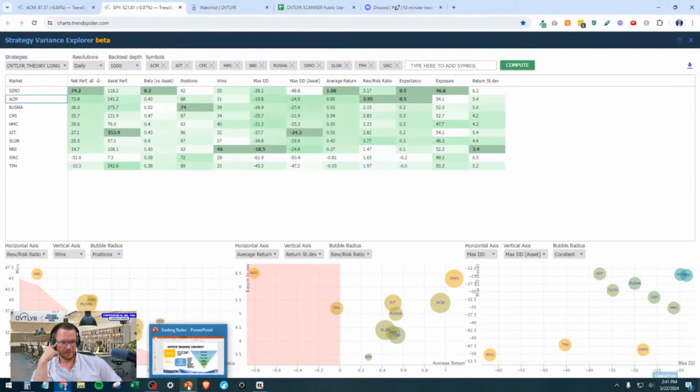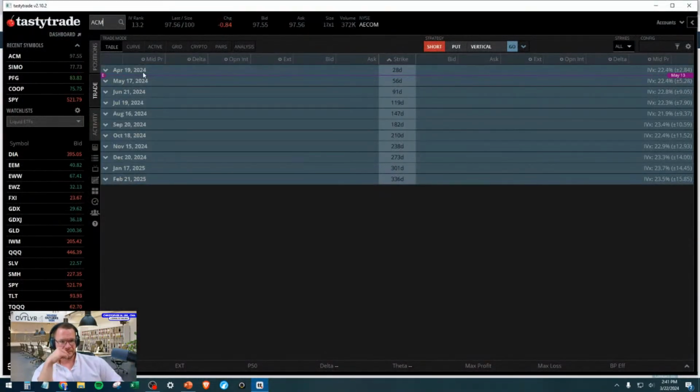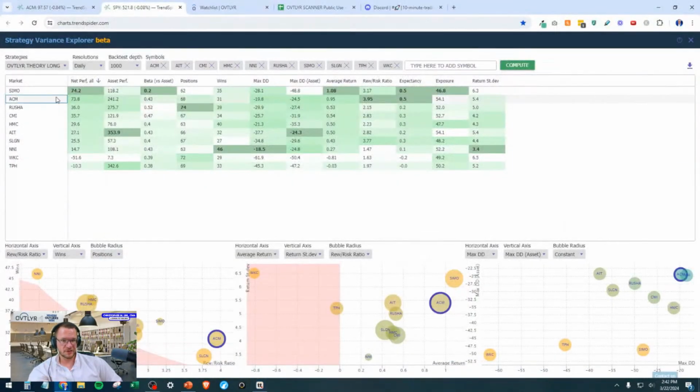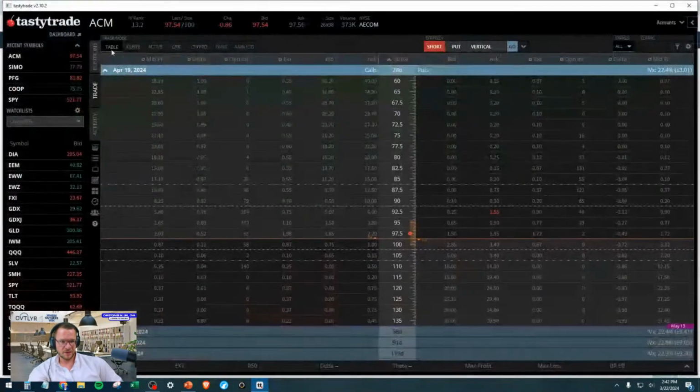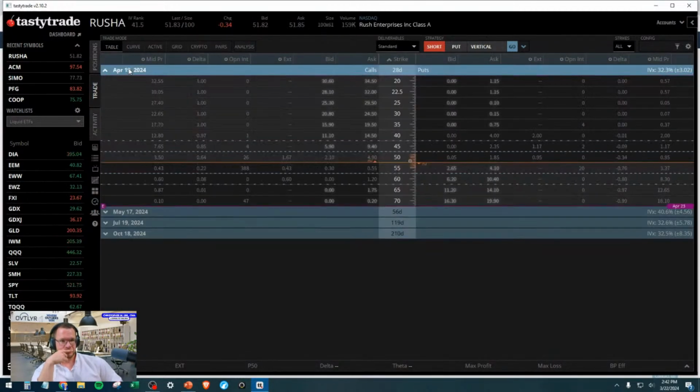ACM. Not enough liquidity right here. Liquidity is paramount. If you can't get out, you don't want to be getting in. RUSHA. See, nobody's home right here. I don't want to trade that.